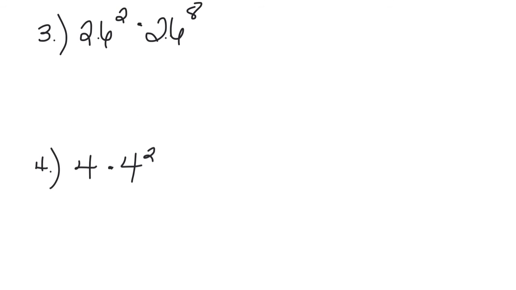And number 3, 2.6^2 times 2.6^8. I do have the same base even though it's a decimal. So I'm going to add my power or my exponent. 2 plus 8 is 10. So 2.6^10. So it works the same with variables and with decimals.